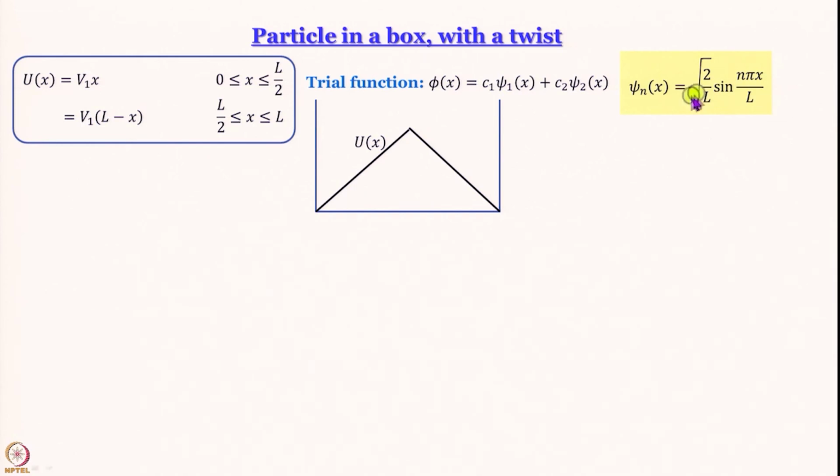So, remember, when I say psi 1 of x, I essentially mean n equal to 1 put in this expression. When I say psi 2 of x, I mean n equal to 2 put in this expression. Okay. So, this is the formulation of our problem.